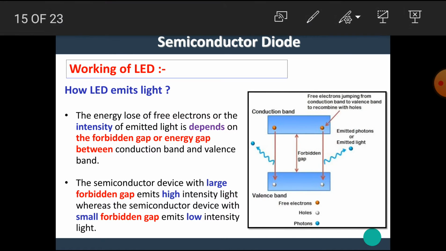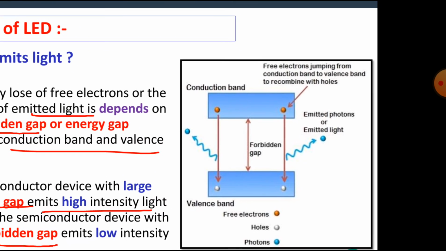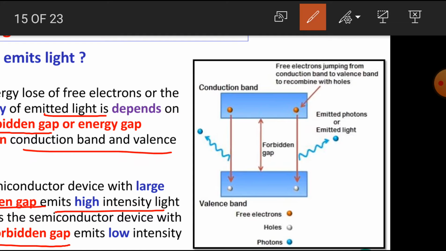Okay. The energy loss of the free electrons, or the intensity of the emitted light, depends on the forbidden energy gap, or the energy gap between the conduction band and the valence band. The semiconductor device with a large forbidden gap emits high intensity of light, whereas the semiconductor device with a small forbidden gap emits low intensity of light. That means all this mechanism is related to the conduction band and valence band.